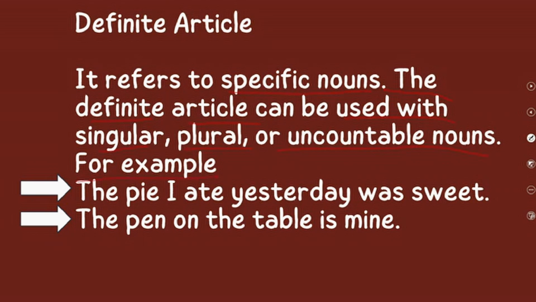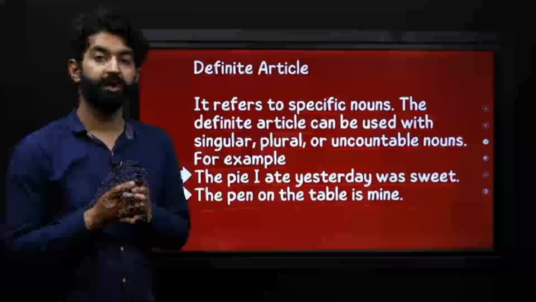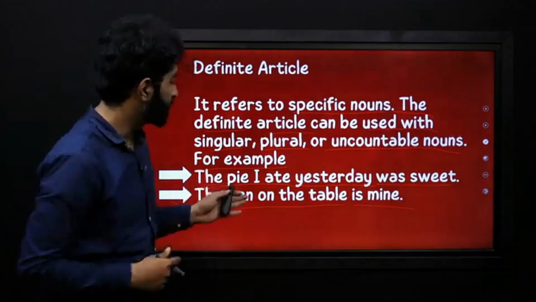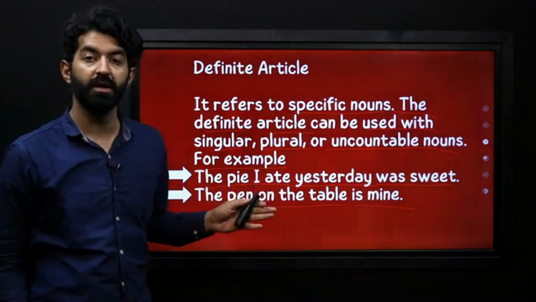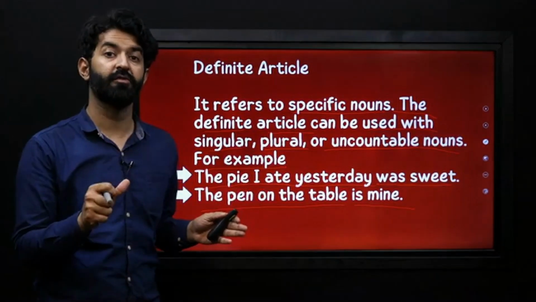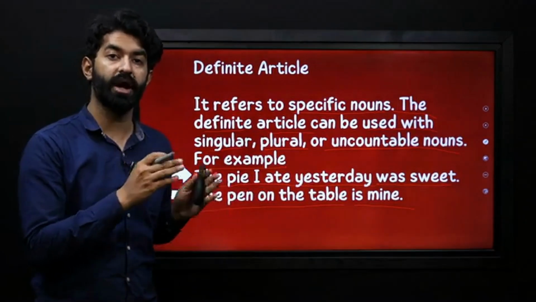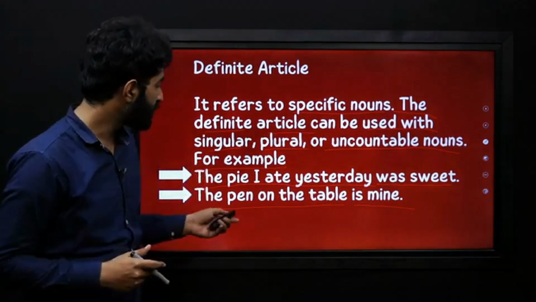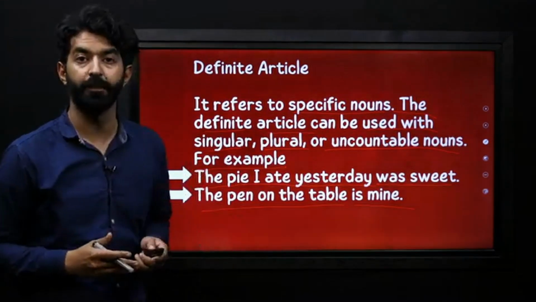For example, the pie I ate yesterday was sweet. The pen on the table is mine. So the pie, the pen, we know that it refers to something specific. When a person says that the pie I ate yesterday was sweet, he is talking about that pie that he ate yesterday. He or she is referring to that one. So that's why we used a definite article. Same goes with the example of the pen.